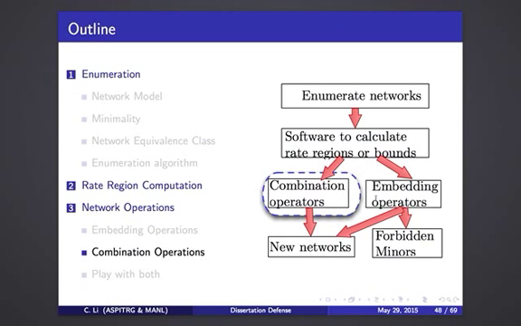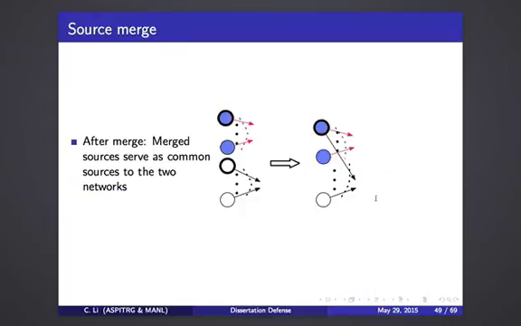Okay, so after showing the embedding operations, remember we have another goal. As I said at the beginning, we have operators to construct the new solvable networks. So next, I will introduce the combination operators so that we can construct larger networks from smaller ones. And our first operation is source merge. As it shows here, when two sources from two different networks are merged, the merged source will serve as a common source to the two subnetworks.